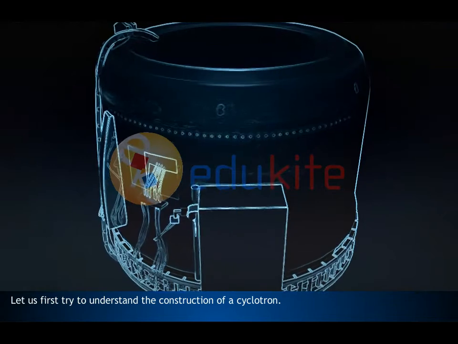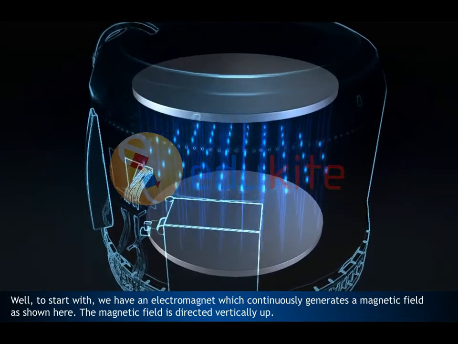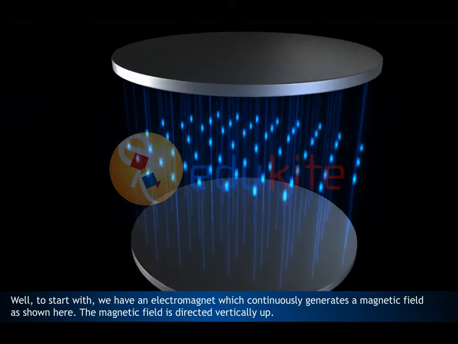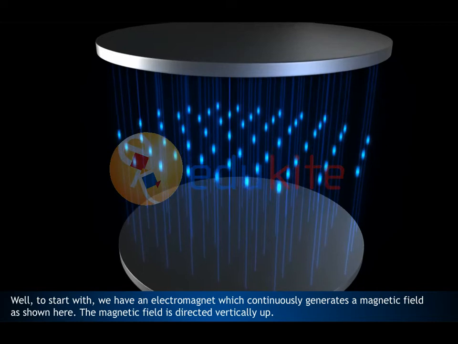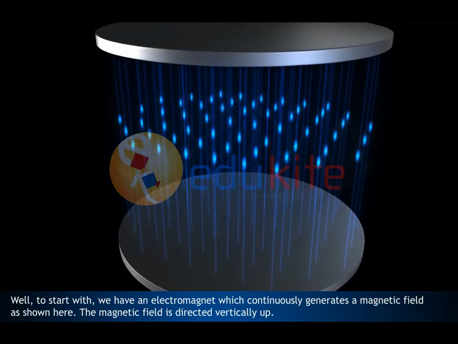Let us first try to understand what a cyclotron is made up of on a fundamental level. Well, to start with, we have an electromagnet which continuously generates a magnetic field as shown here. Here, the magnetic field goes from the bottom to the top.